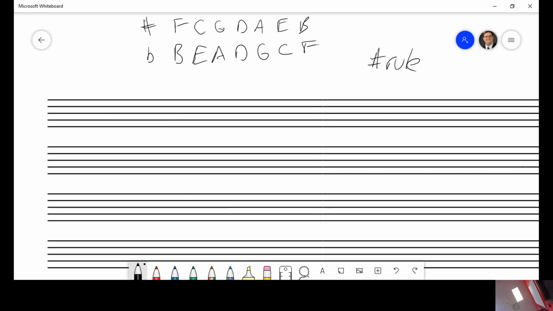The sharp rule is that you take a letter, you subtract one in the alphabet, and that equals your last sharp. Let me say it again, and then I'll explain it. You take your letter, I shouldn't have put a D there, hold on. Take your letter, you subtract one in the alphabet, and that is your last sharp.